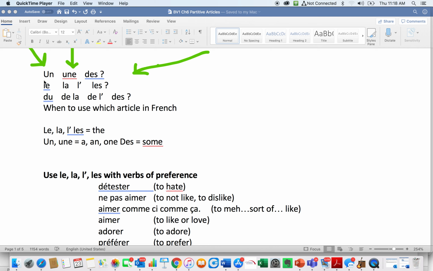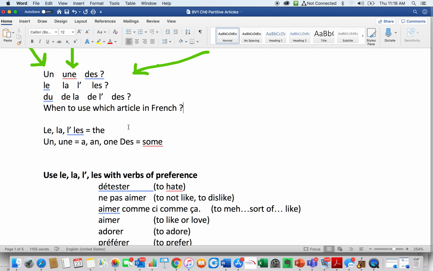So we have all these articles. These things are all called articles. Un, une, des, le, la, l', des, du, de la, de l', des. I'm just joking, by the way, when I say l' and de l'. Okay, des. When do we use which article in French?